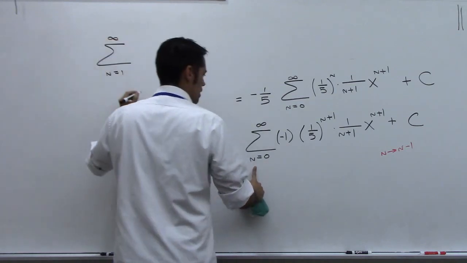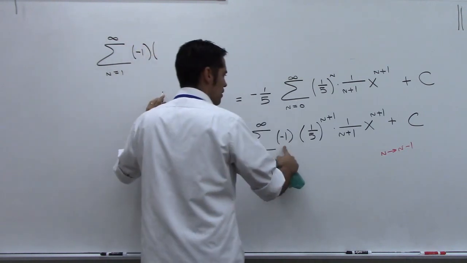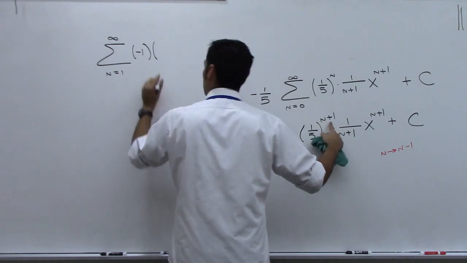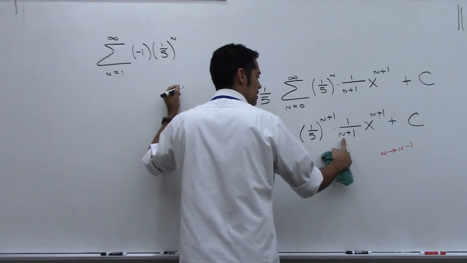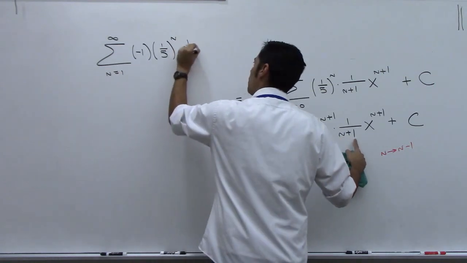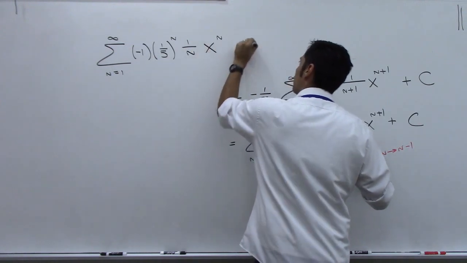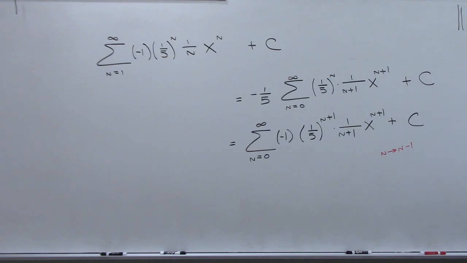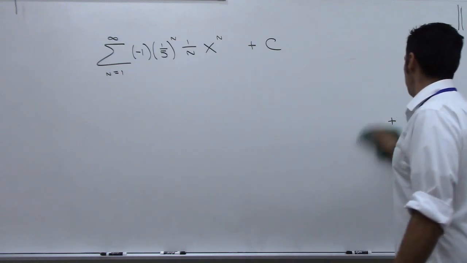and then negative 1 just sitting here. If I replace this n with n minus 1, I'm going to get n minus 1 plus 1, that's just 1/5 to the n. If I replace this n with n minus 1, I get n minus 1 plus 1, that's just 1 over n. And then over here, x to the n. And then of course, I have a plus a constant. That's it. So that's a power series representation of this.